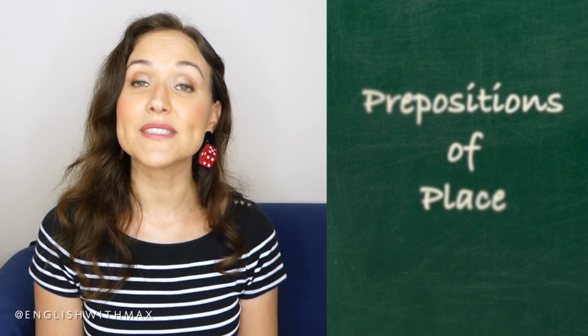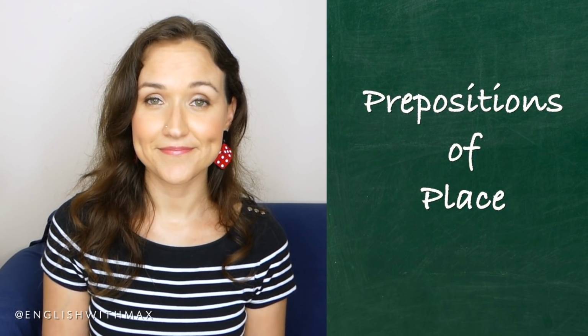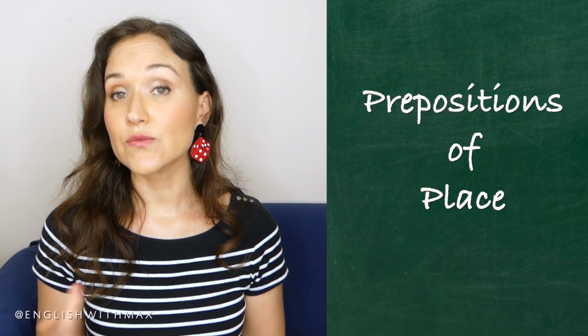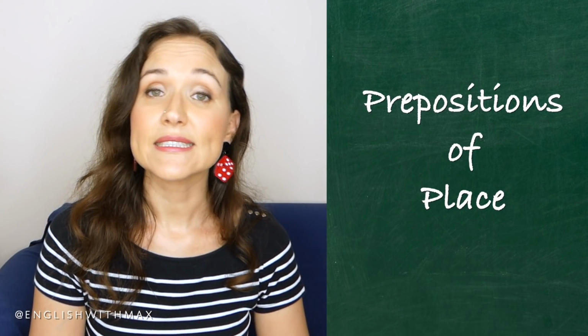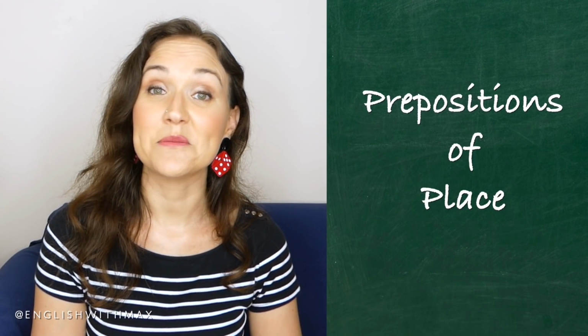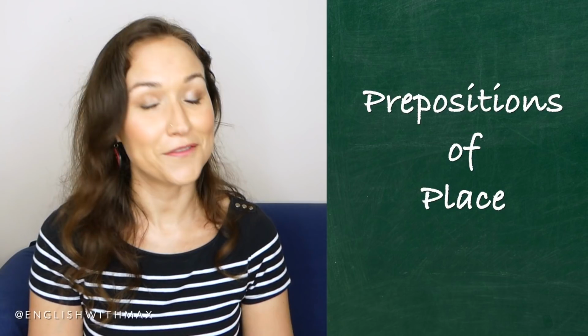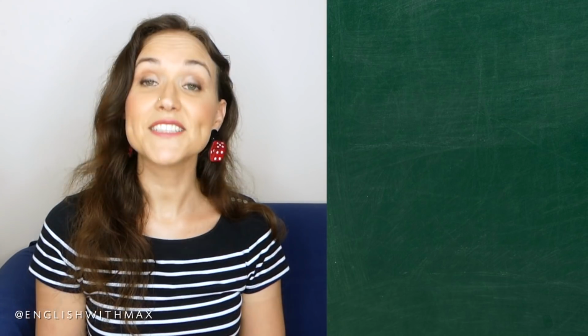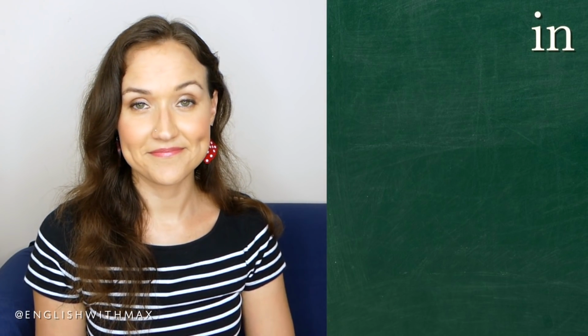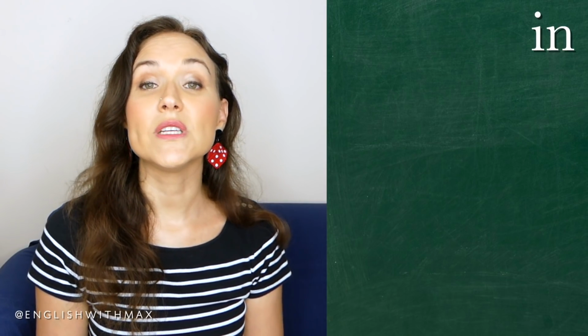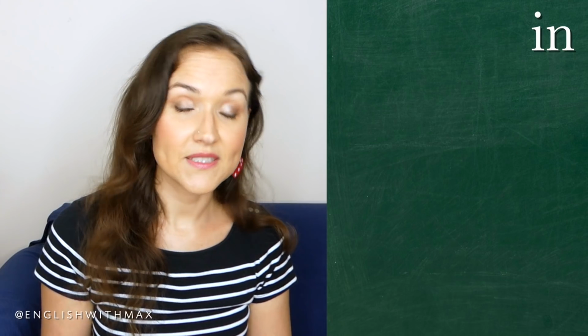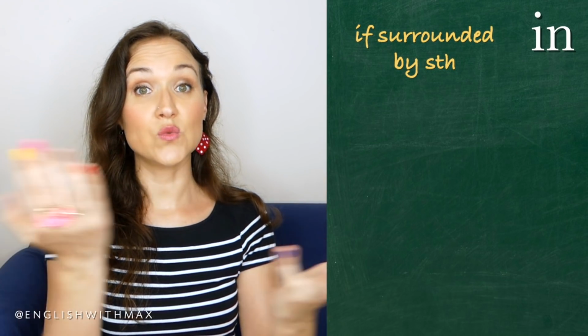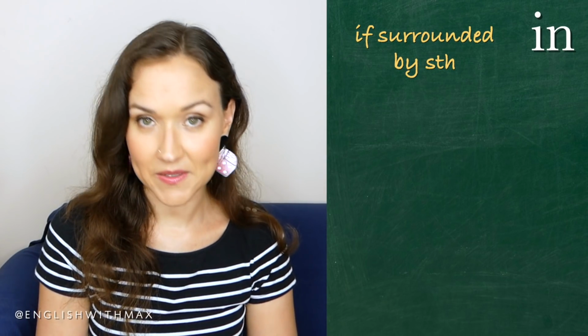Okay, now prepositions of place. There are some general rules for these, but unfortunately, sometimes you just need to remember fixed phrases. Let's first look at in. Generally speaking, we use in if the thing or the person is surrounded by something else.